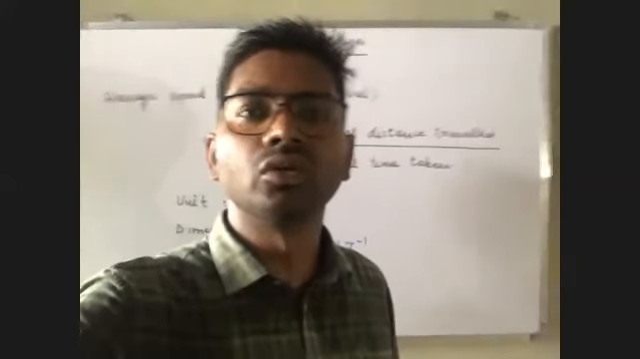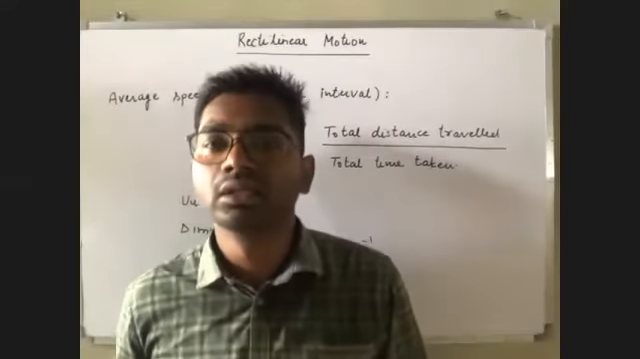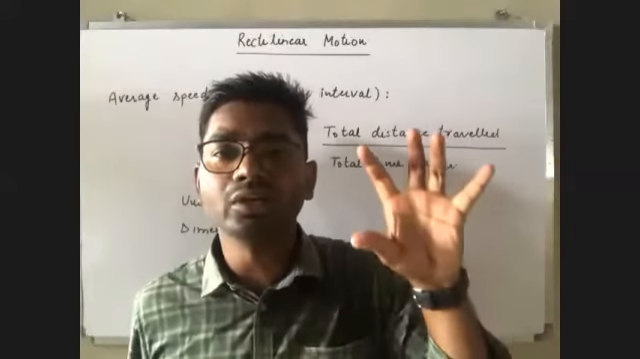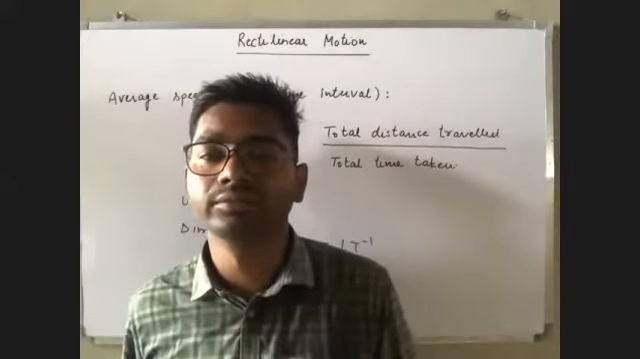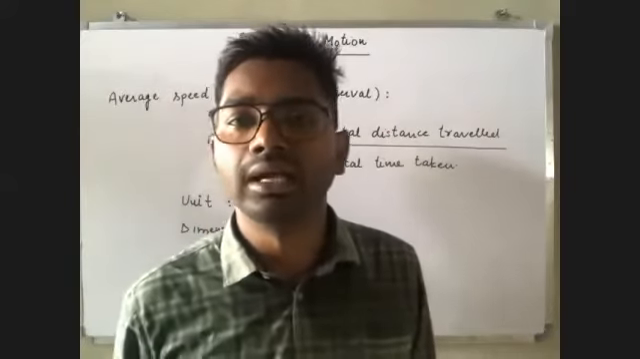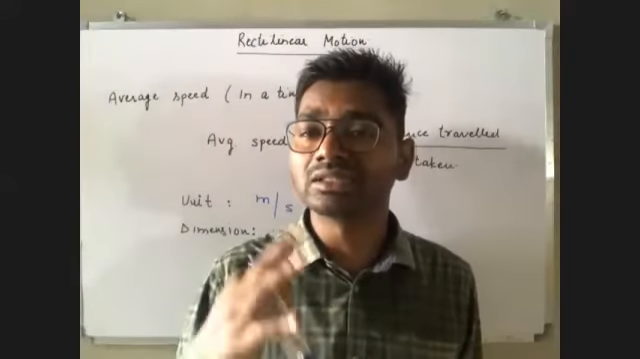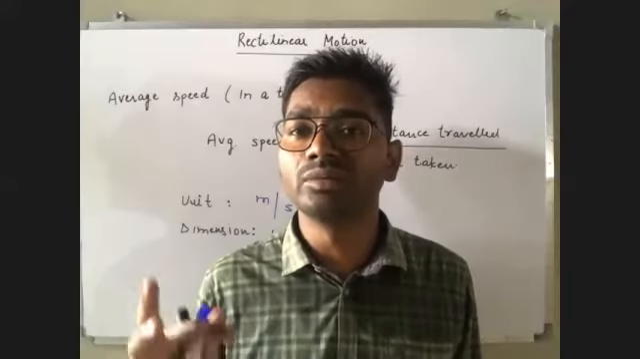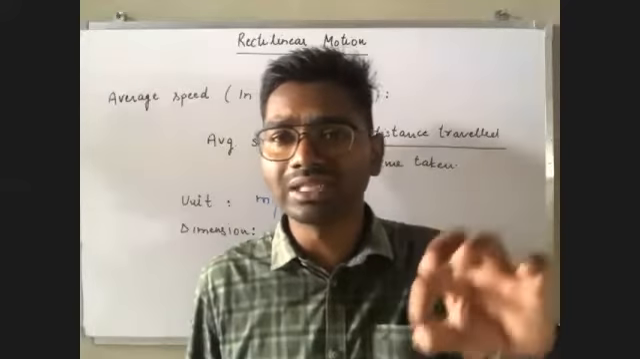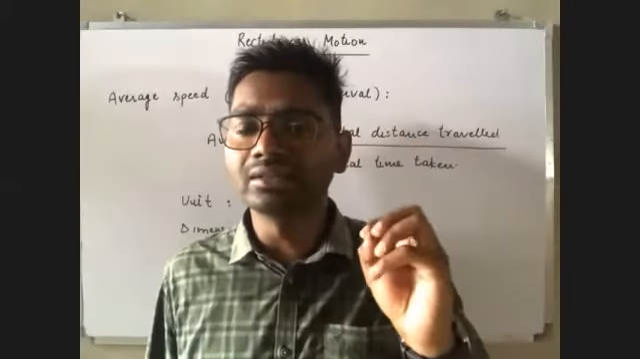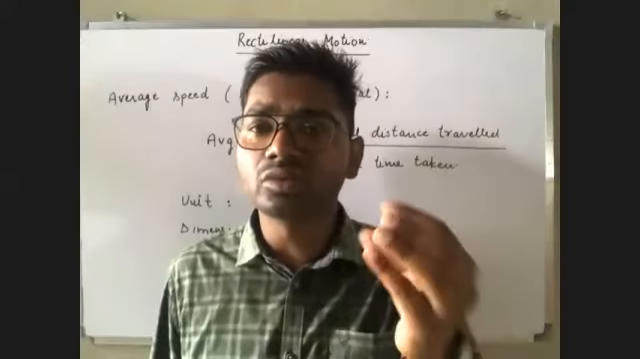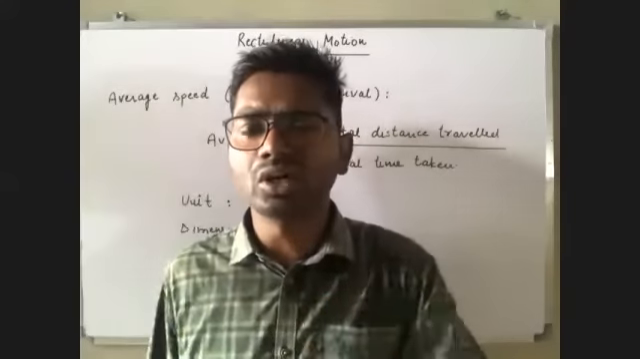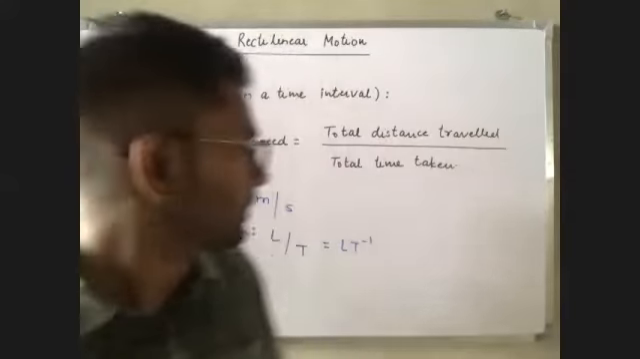What is the second note? The second note is that the magnitude of instantaneous velocity and speed is always equal. You need to remember that the magnitude of instantaneous speed and instantaneous velocity will always be equal, because at the same instant, if I'm not considering the direction, whatever the instantaneous velocity magnitude is, it is always equal. That is simple.